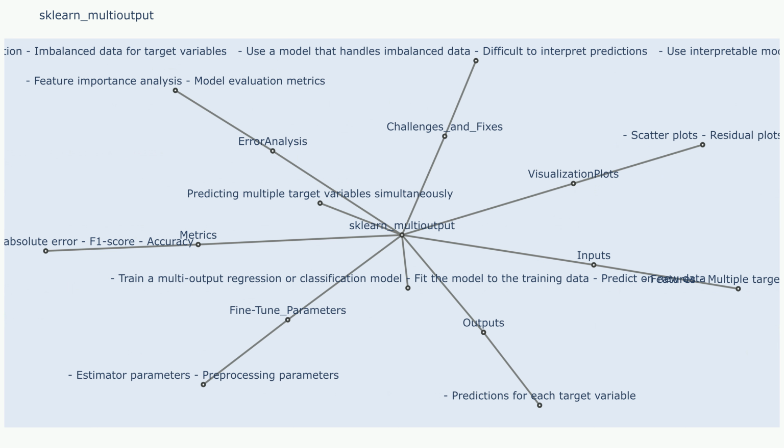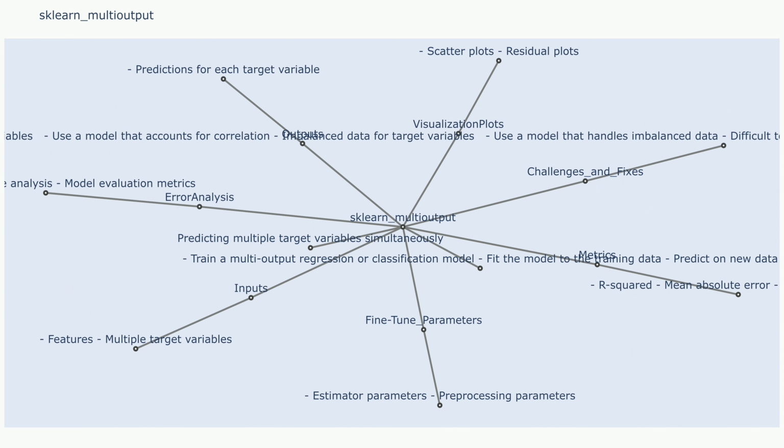Steps. Step 1. Explain in detail. First, you need to select a multi-output regression algorithm, such as random forest, gradient boosting, or multi-output linear regression. Step 2. Explain in detail. Next, you need to train the model on your input data and target variables.